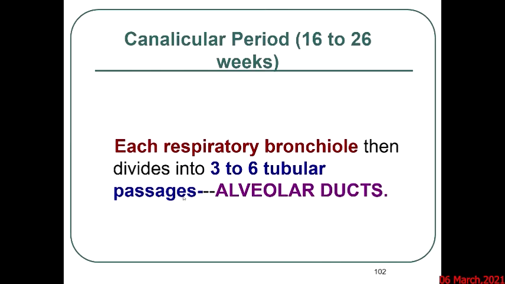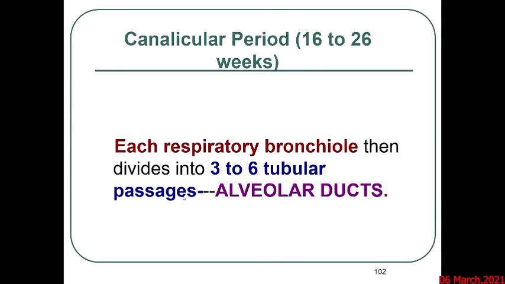Each respiratory bronchiole then divides into 3 to 6 tubular passages, the alveolar ducts. Again, the respiratory bronchiole will give rise to 3 to 6 tubular passages. What is a tubule? Tubules are the younger brother of tubes.